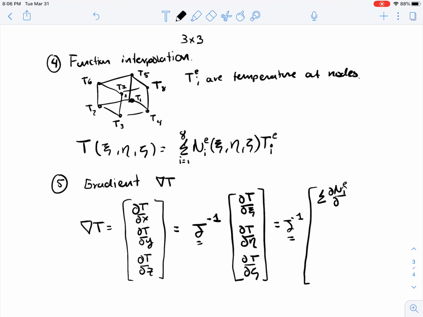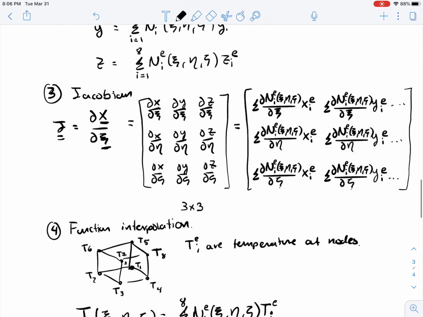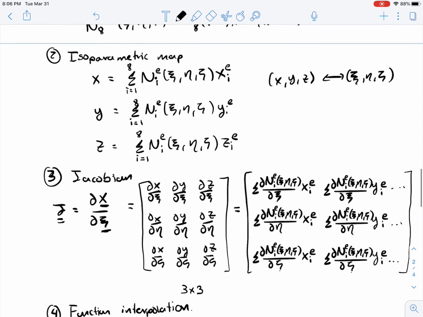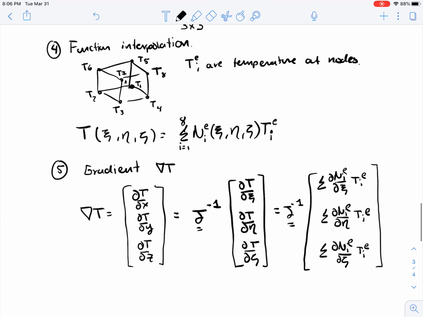So this will be the sum of partial derivatives of the shape functions with respect to psi times nodal values, sum of partial derivatives of the shape functions with respect to eta times nodal values, sum of partial derivatives of shape functions with respect to zeta times nodal values. So that's how you would calculate the gradient by using the chain rule. You need the inverse of the Jacobian, and you need to take derivatives in psi eta zeta space. That's it. This is basically the same as the lecture that I did just before spring break.